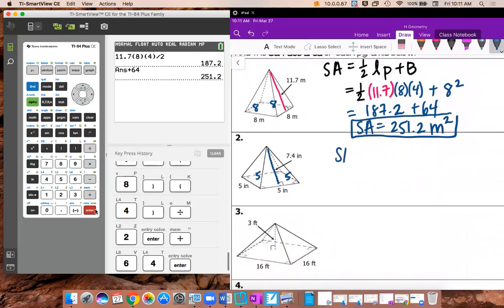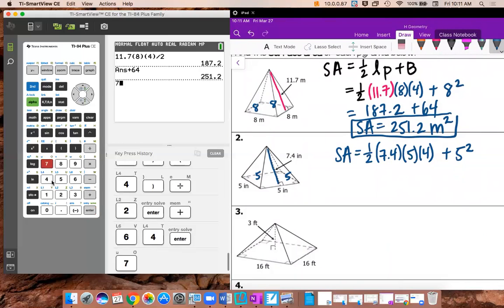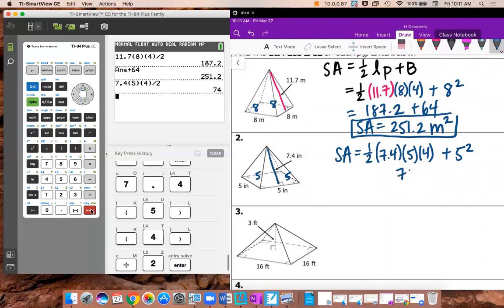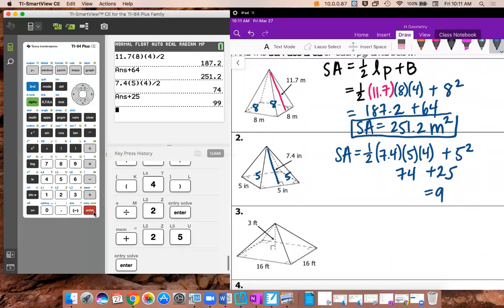So this surface area is going to be 1/2 times the lateral height, which is 7.4, times the perimeter. So in this one, it's going to be 5 times 4 of those side lengths, plus the area of the base, which in this case is 5 squared. And then we're just going to plug all of that in. So we've got 7.4 times 5 times 4 divided by 2, so that we're multiplying by that 1/2. So that becomes 74 plus 5 squared, which is 25. So I'm just going to do plus 25. And then we get our surface area for this one is going to be 99 inches, and then remember, it's squared because we're talking about area.